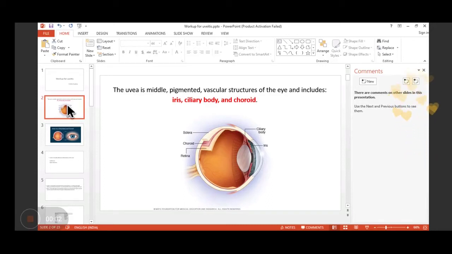What is uvea first of all? Uvea is the middle pigmented vascular structure of the eye, which includes the iris, the ciliary body, and the choroid. So this is the iris, this is the ciliary body, and the choroid. Choroid has two parts, pars plana and pars plicata. So any inflammation of these three structures will lead to inflammation of uvea, which is called uveitis.